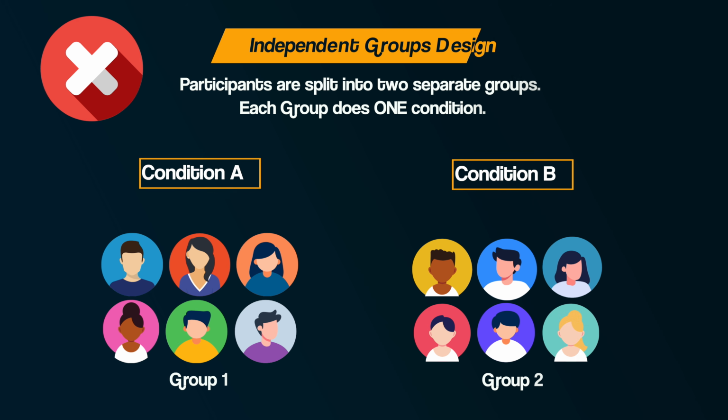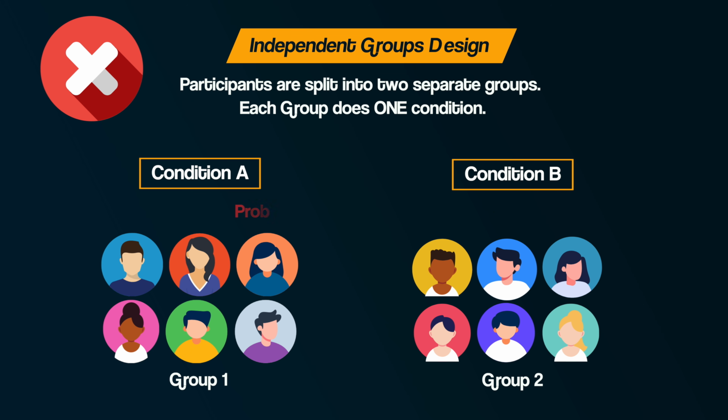And the answer is an independent groups design. This is because you've got different participants in each condition. So if one group just happens to have better memory than the other, your results might look like an effect of sleep, but really it's just a difference in the people, and that's a limitation.